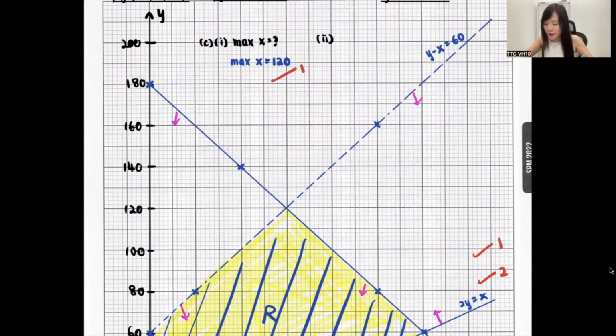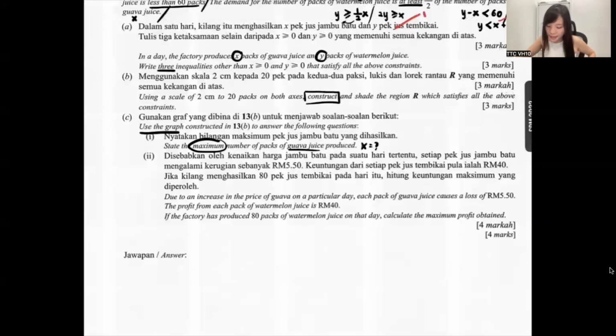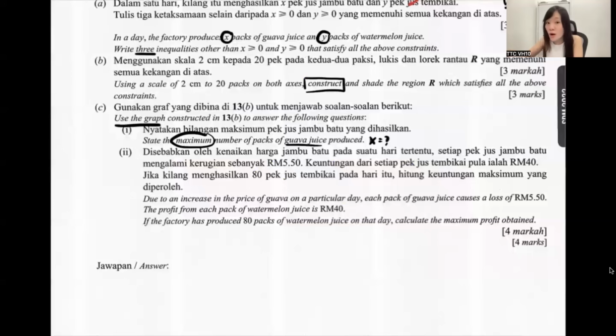Next one, the second part. Let me read the question again for you. They say, due to an increased price of the guava on the particular day, each pack of guava juice, guava juice is what? X. Causes a loss. Wow, negative, my dear, loss. So every single guava juice will have a negative 5 ringgit 50 cents. Sell one, lose one. Now they say the profit for each pack of watermelon juice, Y, is 40 ringgit. If the factory has produced 80 packs of watermelon juice on that day, calculate the maximum profit obtained.